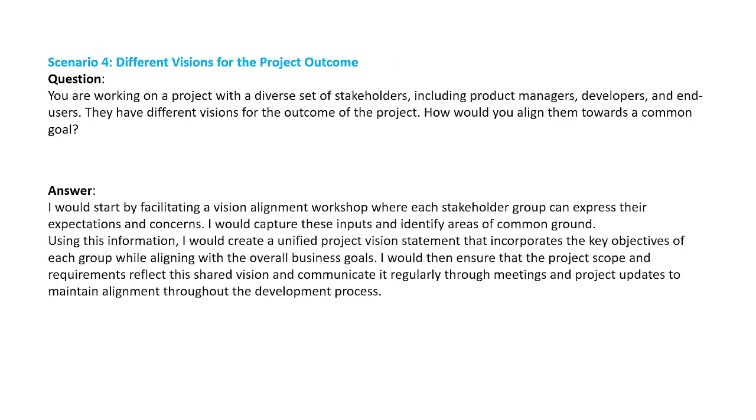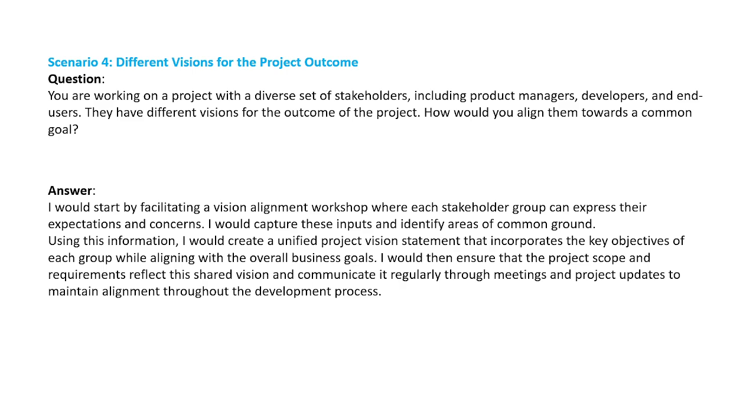Scenario 4, different visions of project outcome. You are working on a project with a diverse set of stakeholders, including product managers, developers, and end users. They have different visions for the outcomes of the project. How would you align them towards a common goal?